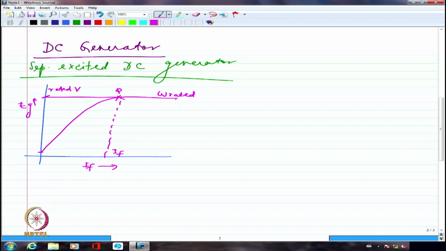Then we were looking at the generator here with a variable load connected to it. We were looking at the terminal voltage of the generator and the current flowing through the load, which is the same as the armature current in the case of a separately excited generator, right? So I may have my field winding here.